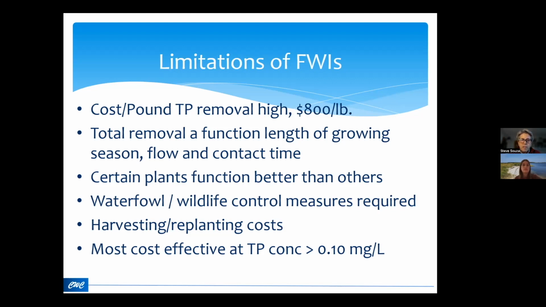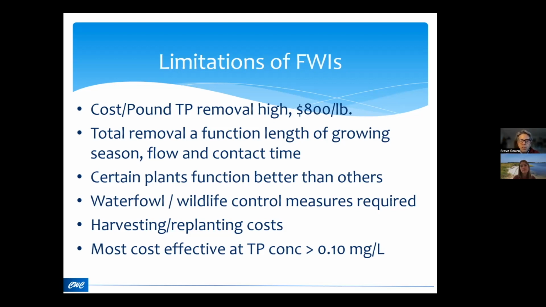And then definitely certain plants function better than others. For the most part, the sedges and rushes, those typical wetland plants, do really, really well in these types of settings. And therefore, they probably should be used as the workhorse vegetation with floating wetland islands.